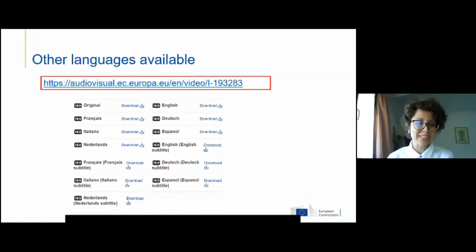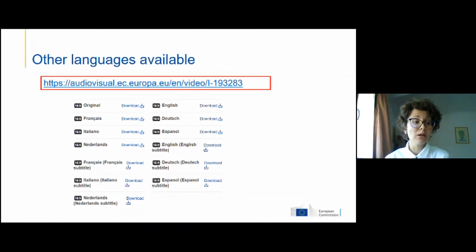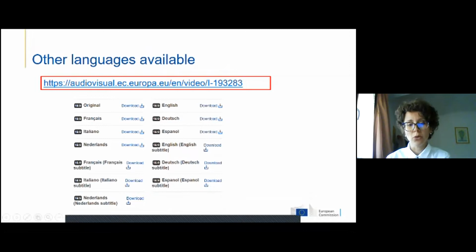And in addition to the English version, it is available in 5 other languages: Italian, French, Dutch, German, and Spanish. And on this website, you can download the videos in MP4 or other formats. So if you are also interested in sharing and disseminating content about natural radiation, please go on this website and download them.